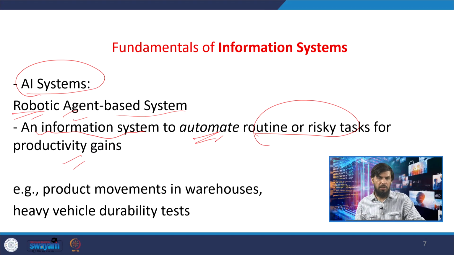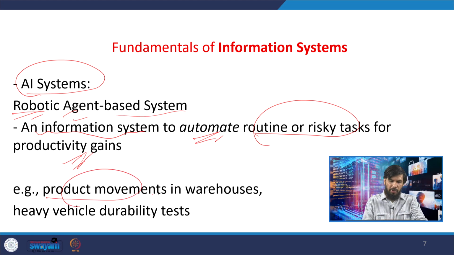Or maybe the task is risky and therefore productivity goes down because of the risk, because humans might be involved and you would like to cater to human life and follow ethical principles. If robots are used, there would be productivity gains, because some of those human ethics would not apply to robots, and therefore they can be used in risky tasks. So robotic agent based systems would be very useful to automate routine or risky tasks for productivity gains. So what could be the examples?